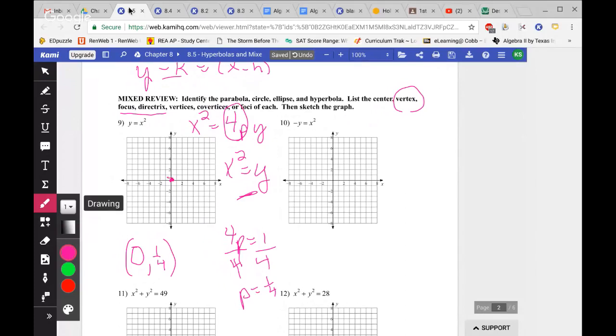Absolutely. Because the focus and the directrix, mostly the directrix, because the directrix now is going to be y equals negative 1/4. It's the exact same distance in the opposite direction, but it is basically a line that runs like this. Does that make sense? And it runs perpendicular to the axis of symmetry.